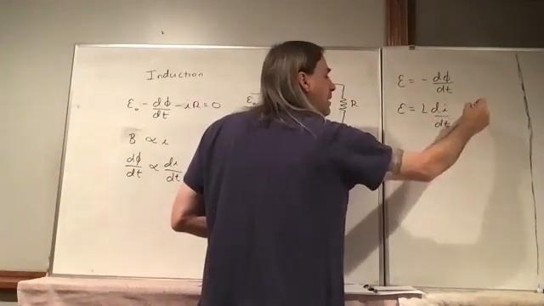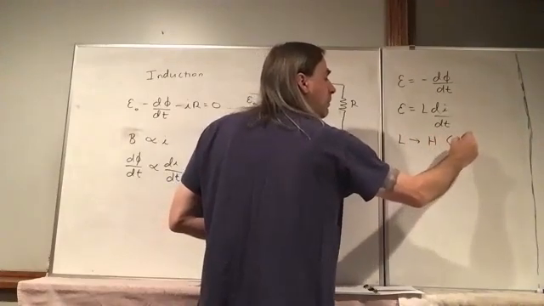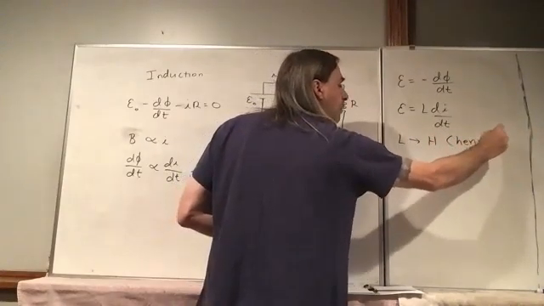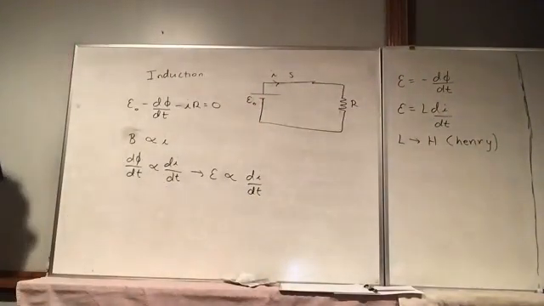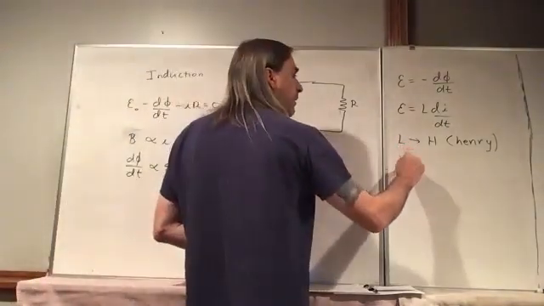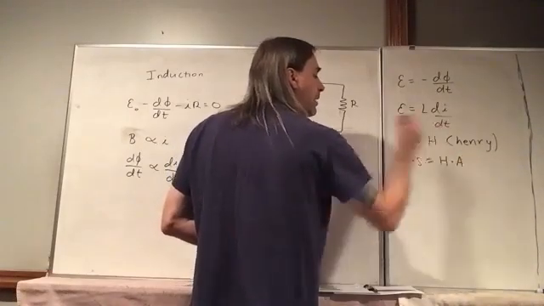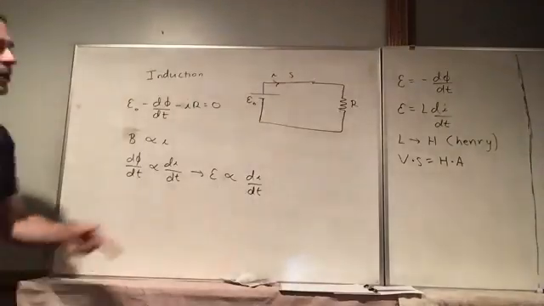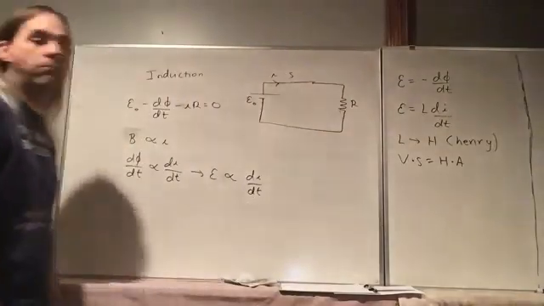And inductance is measured in a unit called a Henry. Usually for inductors, we use millihenries or microhenries, but that's the basic SI unit, the Henry. And from this equation, we can see that a volt times a second is a Henry times an amp. You just multiply by dt: volt times a second, Henry times an amp.